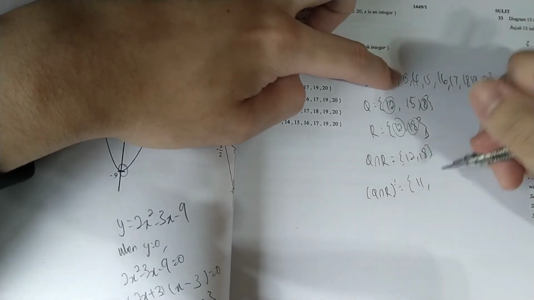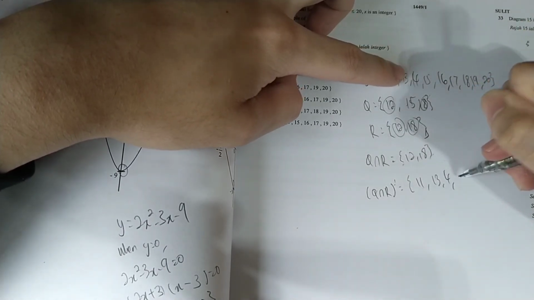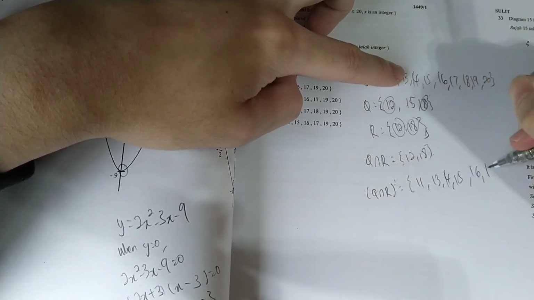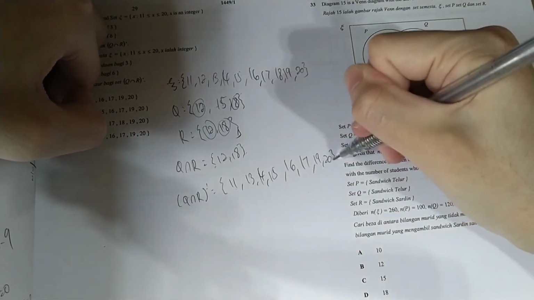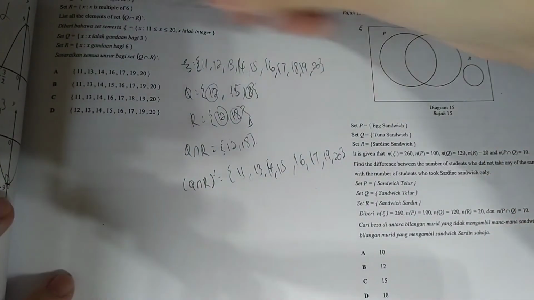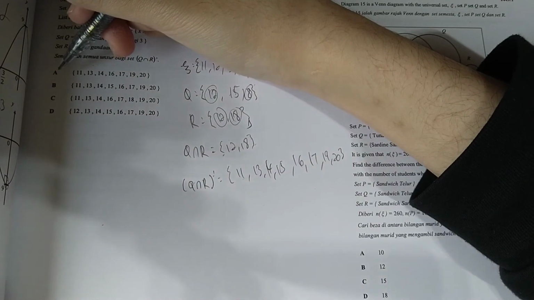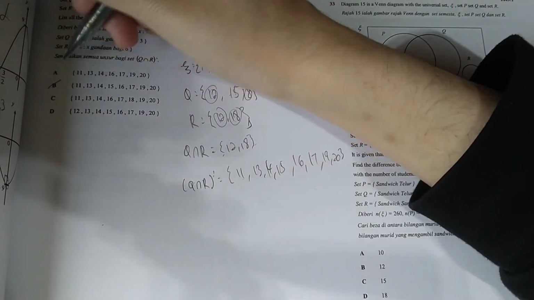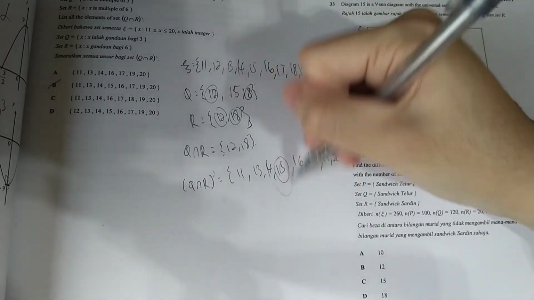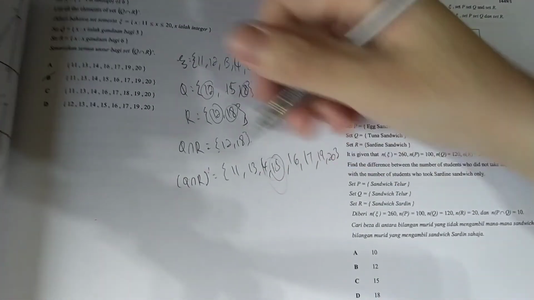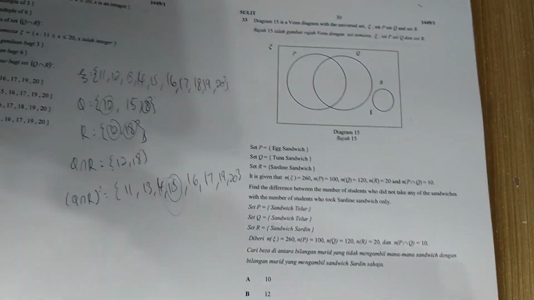So 11, 12 don't want. 13, 14, 15, 16, 17, 18 don't want, because except 18. And then 19, 20. So A, B, C, D, which one matches with what I write here? So the answer is A or B? B, right? Why not A? Because A has no 15. And from what I write here, there is 15. So B is the answer.